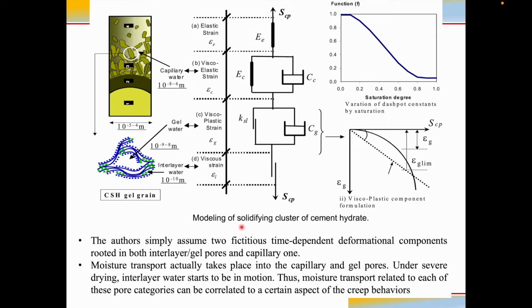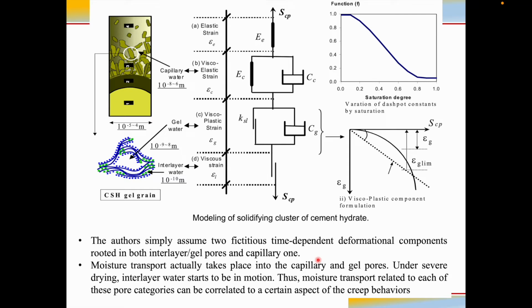So here is the model of the solidifying cluster of cement hydrate, and here is the referential volume, and if we take one part, we can see it like this. Here there are many types of material combined together, and each material has its own property like stiffness, so that's why it can be modeled like this. So the authors simply assume two fictitious time-dependent deformational components rooted in both interlayer or gel pores and capillary ones.